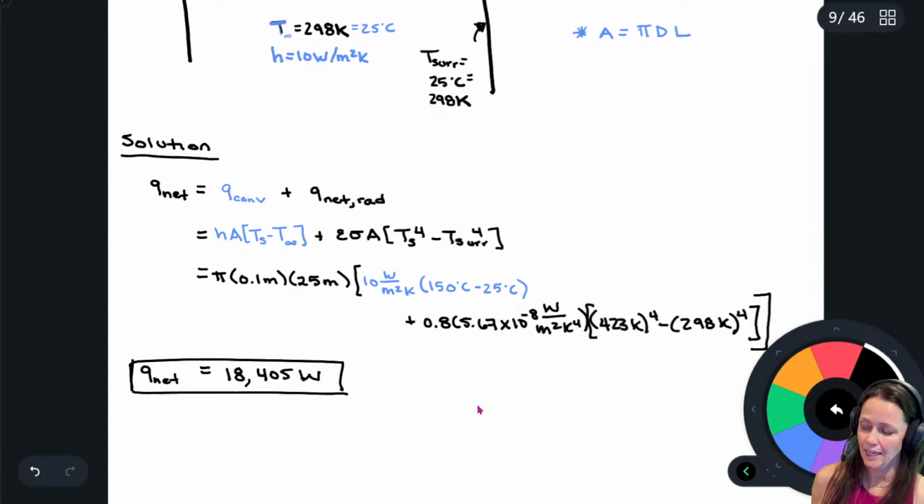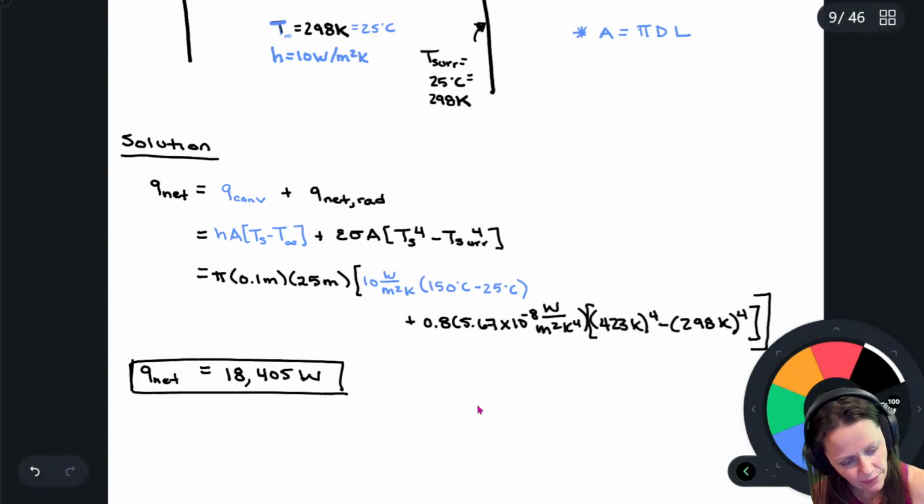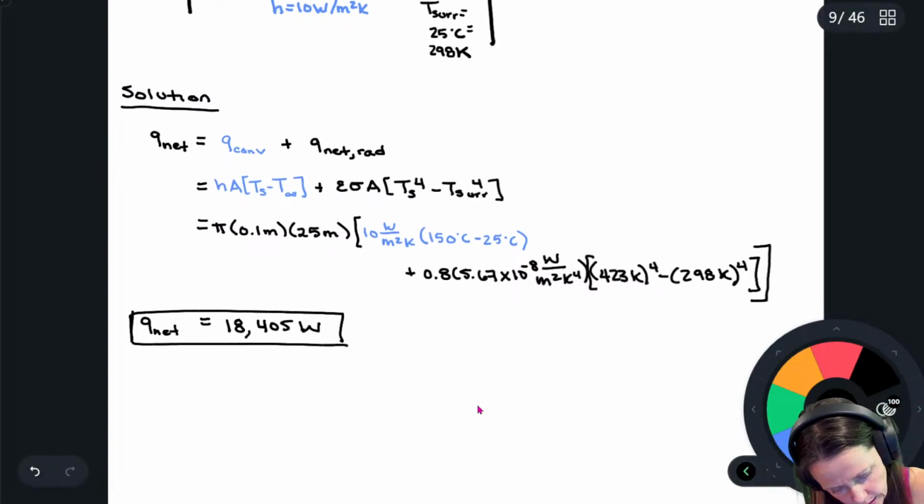Perfect. All right, and then we were also supposed to find the annual cost if natural. Yes, sir. Yes. Shouldn't the second half of the equation include area? I think it's all.